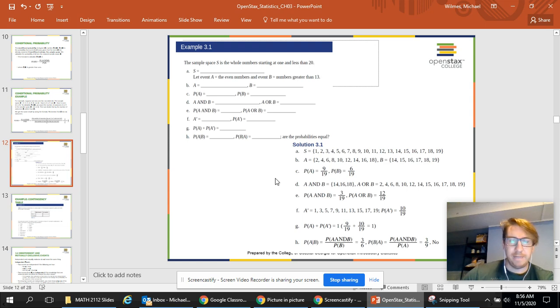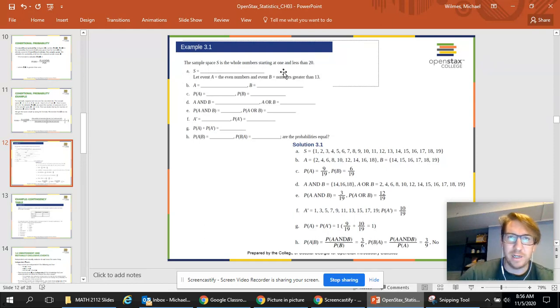Hello, this example is going to be looking over probabilities and sample spaces in section 3.1. Up here we have our problems, down here we have our solutions. I'm going to talk through this and hopefully it makes a lot of sense to you.